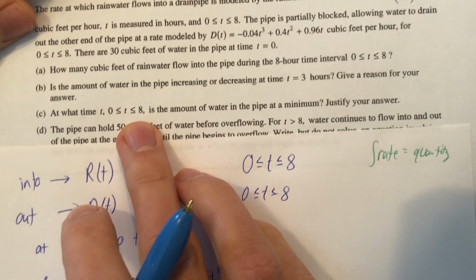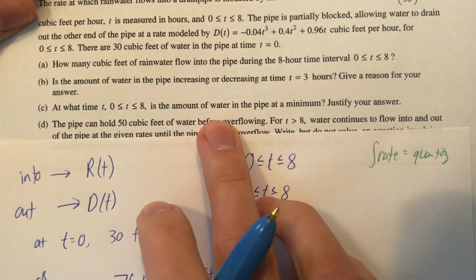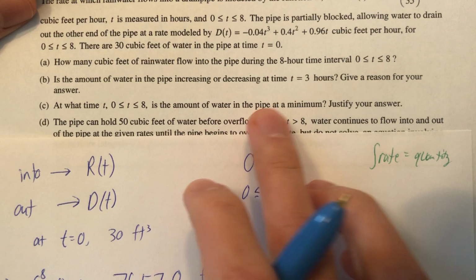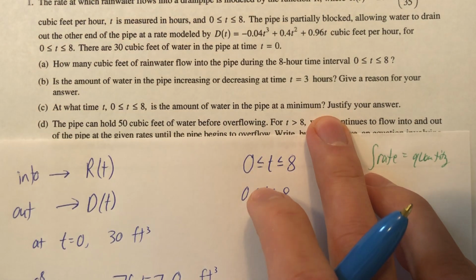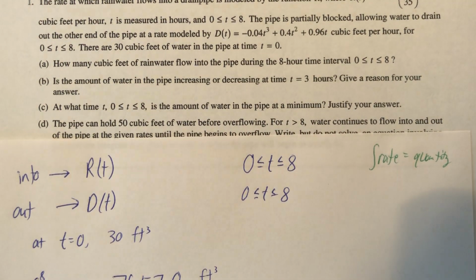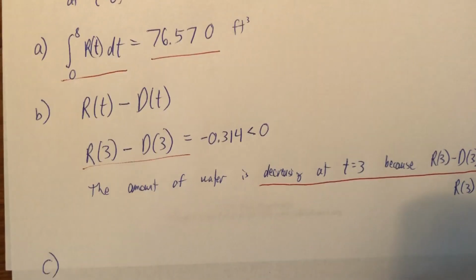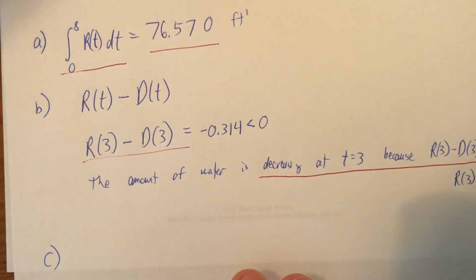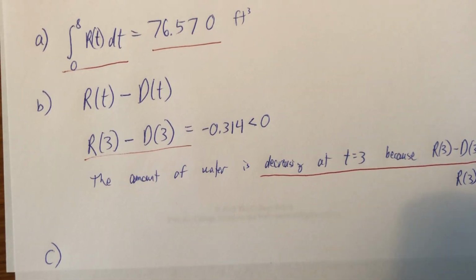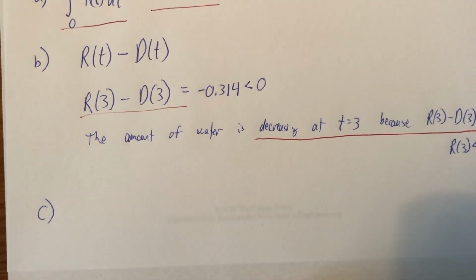At what time from 0 to 8 is the amount of water in the pipe at a minimum? Okay, where do minimums occur? Where the derivative equals 0, okay? Justify your answer. Okay. This is about to get a little bit tricky. So I want to know when I have the least amount of water in the pipe from 0 to 8.